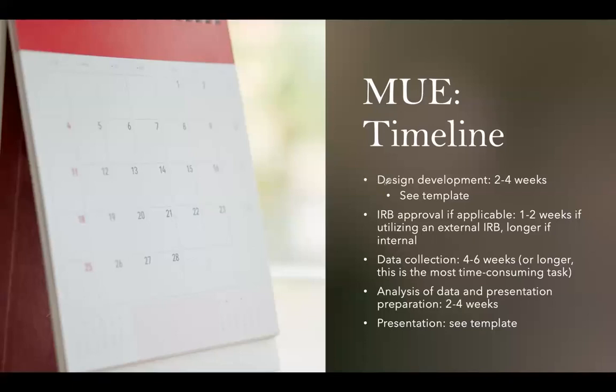timeline. Design development, and I have templates, but 2 to 4 weeks. This is just me. IRB approval, if applicable, can be 1 to 2 weeks if utilizing external IRBs, longer if it's internal. Some meet every week, some meet every month, some meet every 3 months. It just depends on the situation. This is something we're going to have to work through at United Regional, the IRB process, if it's something that is being taken to the level of a research project. But the MUE, you don't need that.